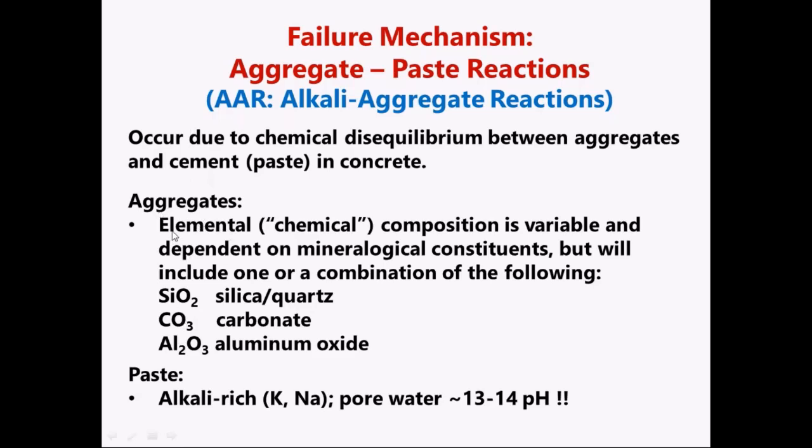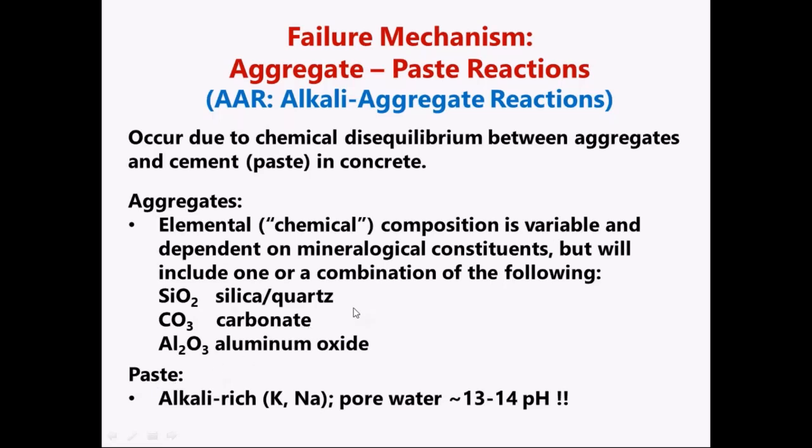So just a couple of broad points. First of all, as far as the aggregates are concerned, depending on what type of aggregate is being used in the concrete, its elemental constituents will be different. But suffice it to say, no matter what type of rock it is, it will have SiO2, referred to as silica or quartz. It'll have carbonate, CO3, and some aluminum oxide. Those are just basic building blocks in essentially every rock and mineral on the planet.